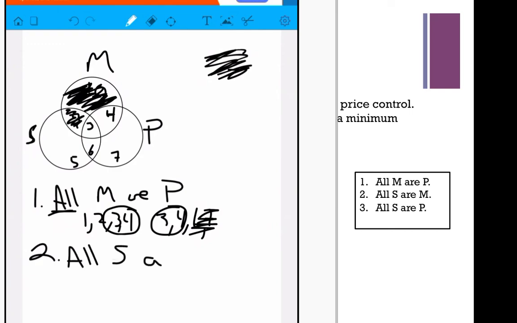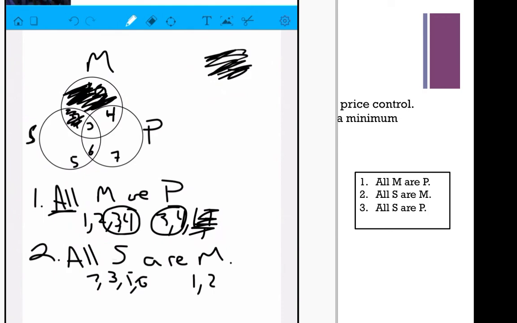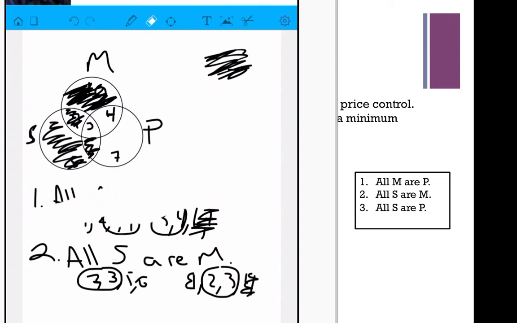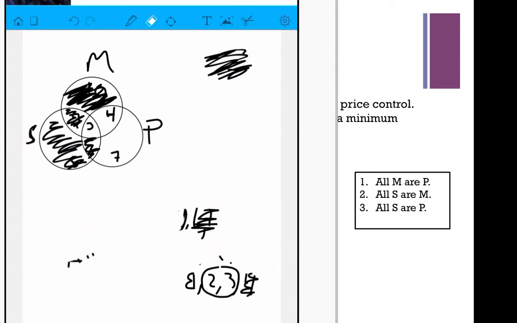So all S are M. Now we're going to do the second premise. So S is regions 2, 3, 5, and 6. And M, regions 1, 2, 3, and 4. So we circle the regions of overlap, which are 2 and 3. We don't worry about that. And just like I said, we're going to shade in the regions we didn't circle. So we're going to shade in 5, and we're going to shade in 6.